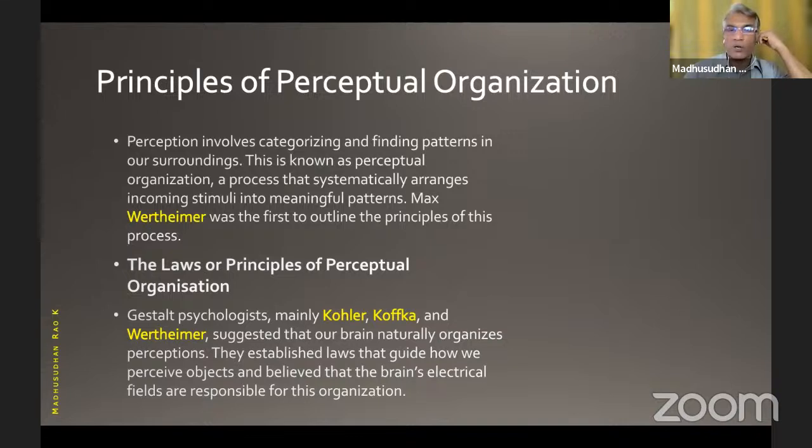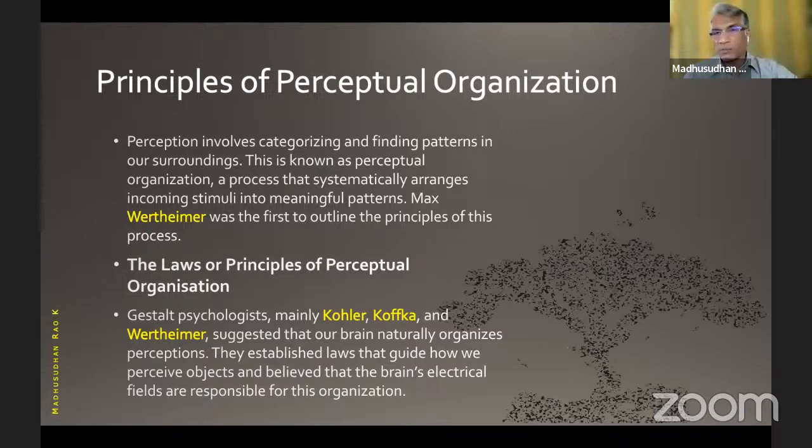Mainly Kohler, Koffka, and these people suggested that our brain naturally organizes perceptions. They established laws that guide how we perceive objects and believed that the brain's electrical field is responsible for this organization. We'll look at them systematically.